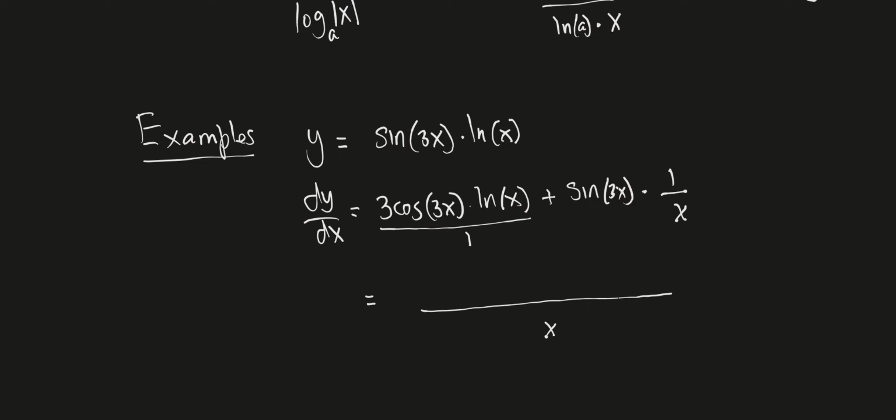So in order to get a denominator of x here, I need to multiply the first term, top and bottom, by x. Then we end up with, and we can put the x in front here, 3x cosine of 3x times the natural log of x, plus, and this one already has a denominator of x, so that numerator stays the same, the sine of 3x, all over x. And that's the derivative of this function.